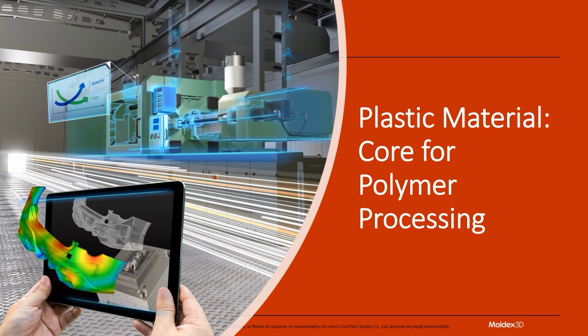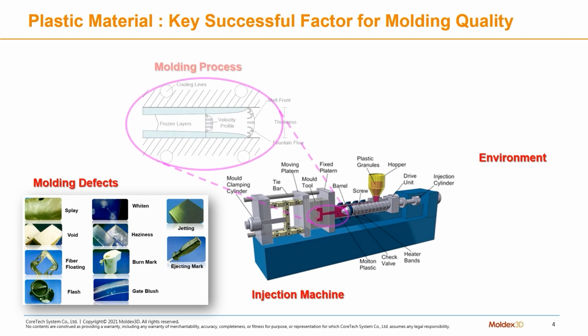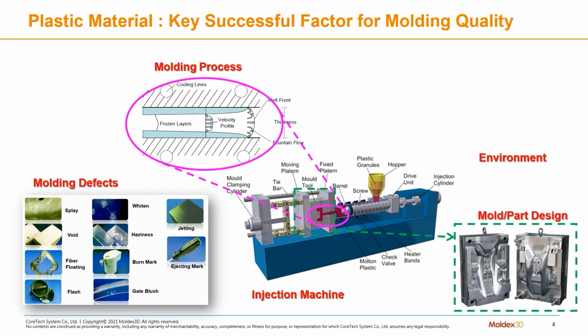Okay, so first I will give you a very brief introduction about how important the material is for polymer processing. As we know, there are many factors that can influence the molding quality for a typical injection molding process. For example, it is related to the injection molding machine, of course the environment, the molding process itself, and the mold and the part design.